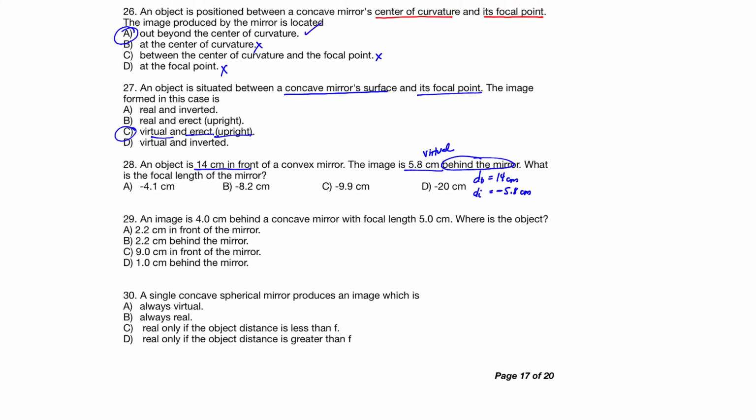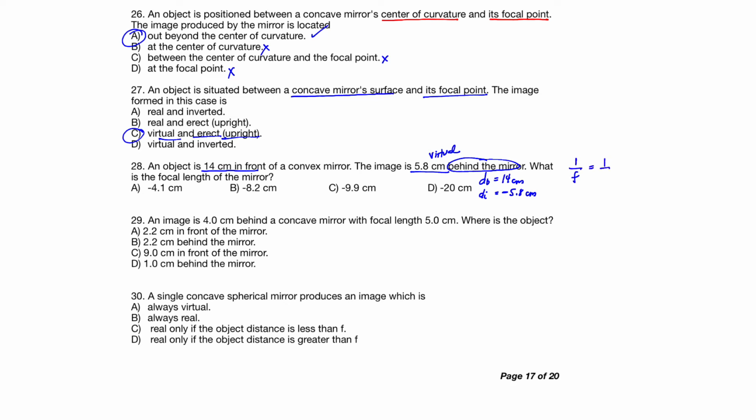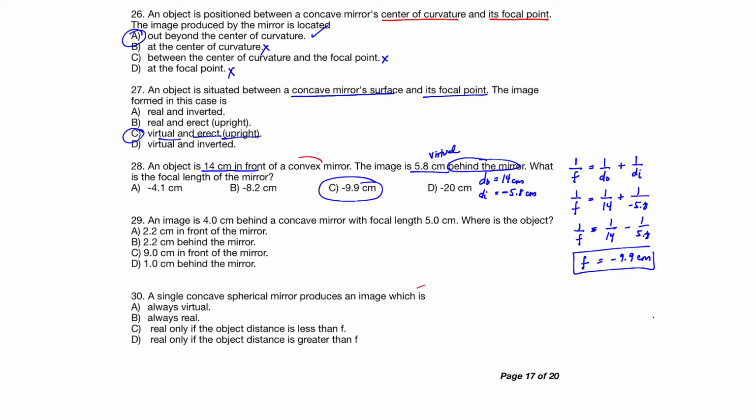And what is the focal length? So if we're going to compute now for the focal length, that is 1 over DO plus 1 over DI, and that is 1 over F, 1 over 14 plus 1 over negative 5.8. And so therefore, we're going to have now 1 over 14 minus 1 over 5.8. Focal length now would become negative 9.9 centimeter. And so the answer here is negative 9.9. Take note that this is a convex mirror simply because that is negative. So the focal length is negative for the convex mirror.